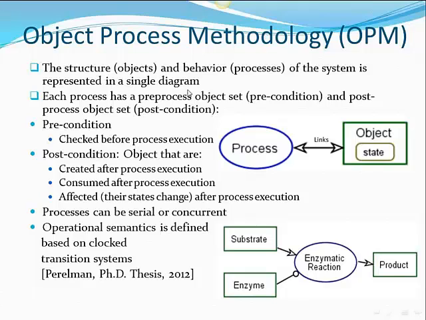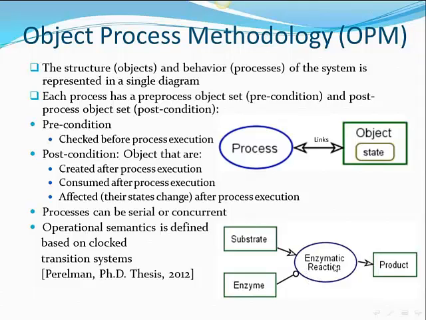So each process has a pre-process object set, which is the precondition, and post-process object set, the post-condition. And the precondition is checked before the process execution. So if all the objects are there and if there is a requirement for them to be in certain states, if all those conditions are met, then the process executes and does what it has to do, and the outputs appear in the model.